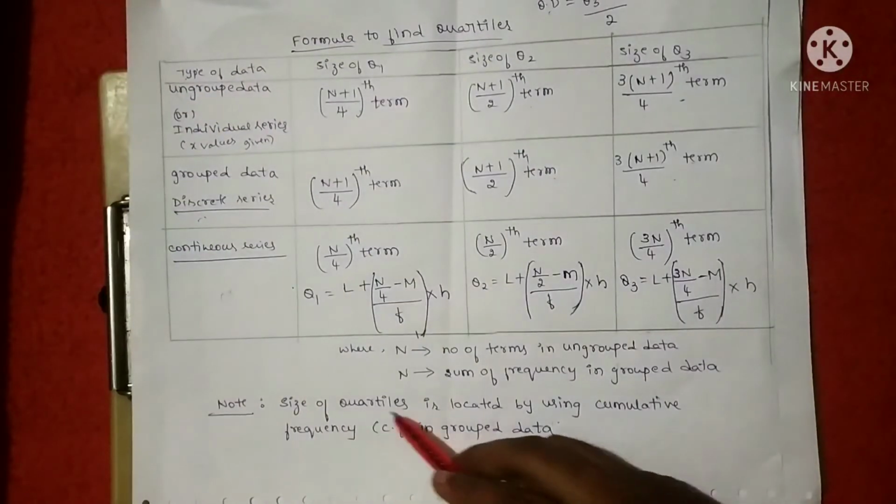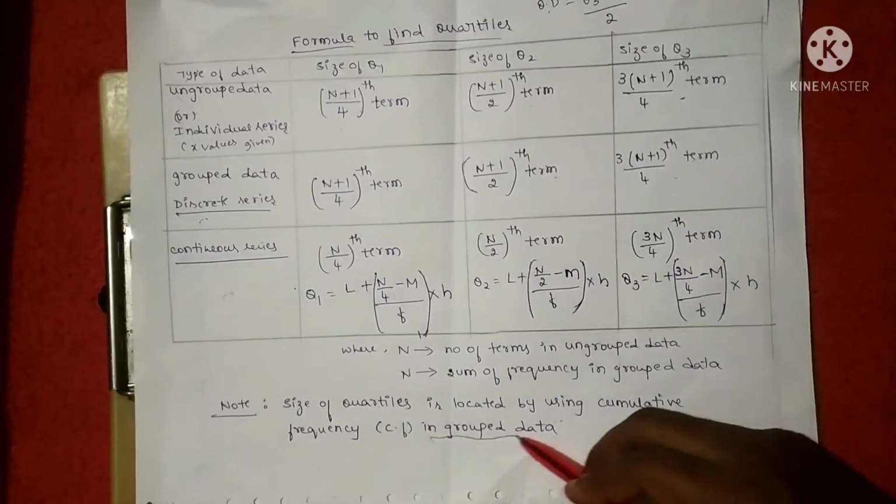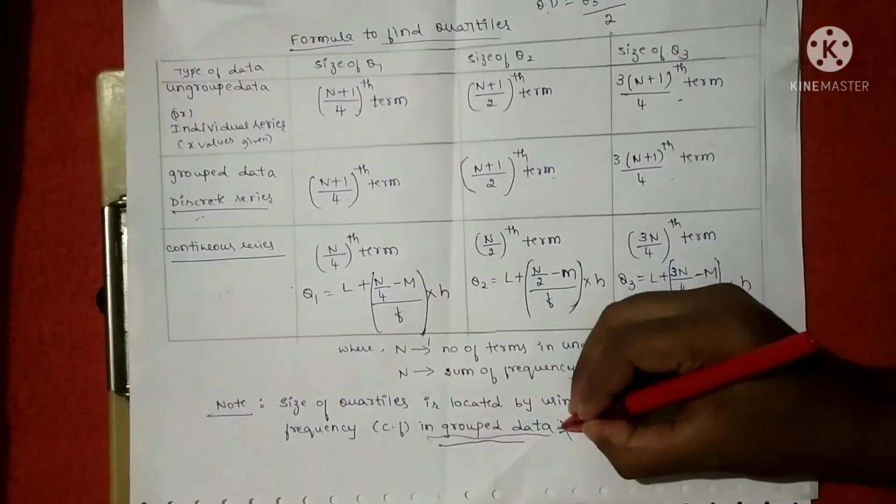Now, in the formula list, as I said, the size of a quartile is located by using cumulative frequency in the case of grouped data. So, this is important. While solving grouped data, you have to find the cumulative frequency.